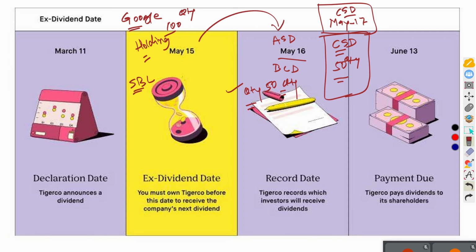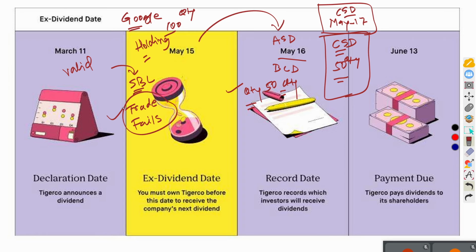But here two things are very important. One, see, when the CSD will come into picture, and why the CSD will come into picture. CSD will come into picture in case of valid SBL and trade fails. What does it mean? Why will the CSD come into picture in case of valid fails and valid SBLs?